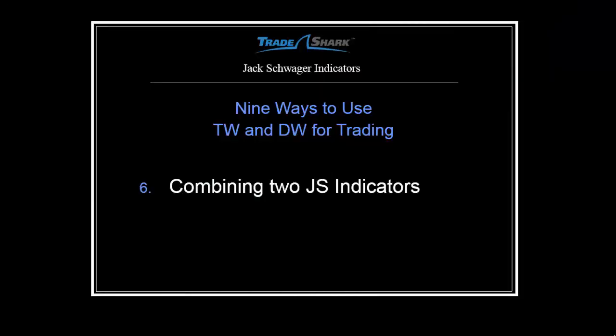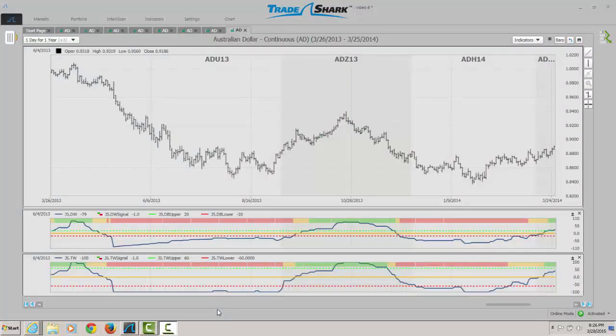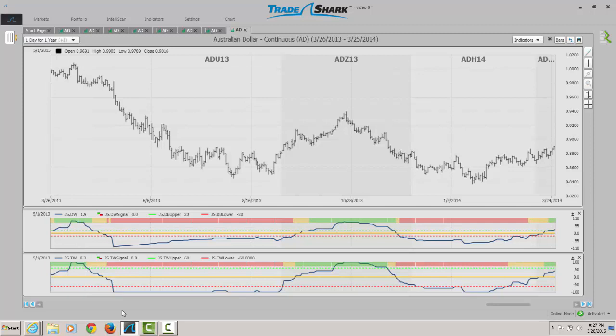You can also combine two indicators to form one trading methodology. The way this would work is when both indicators are in a buy mode, you'd be long. When they're both in sell mode, you'd be short. And if they're in disagreement, you'd be out of the market. So here we have an example where we've taken the directional weight with a threshold of 20, which is in the upper subplot. And in the lower subplot, we've taken a trend weight with an early reversal and a threshold of 60. Now let's look how this would work in practice.